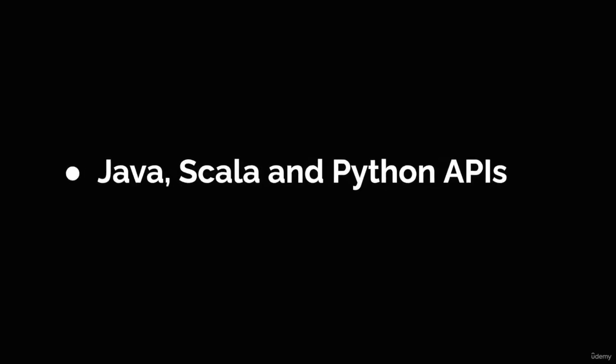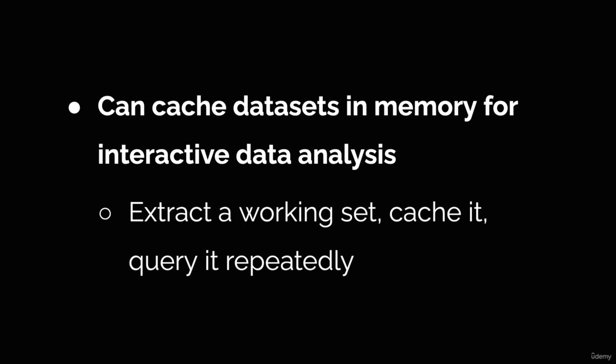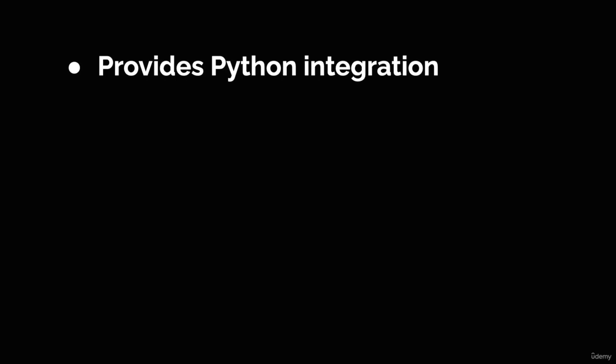As well, Apache Spark has APIs, application programming interfaces for Java, Scala, and Python. You can cache datasets in memory for interactive data analysis thanks to Apache Spark. This means you can extract a working set, cache it, and query it as many times as you need. As well, Apache Spark integrates with machine learning and graph analytics through supplementary packages, for example, MLlib and GraphX. Apache Spark has Python integration, which is what we are going to be using in this course.